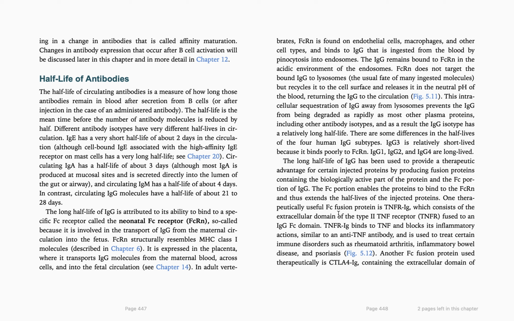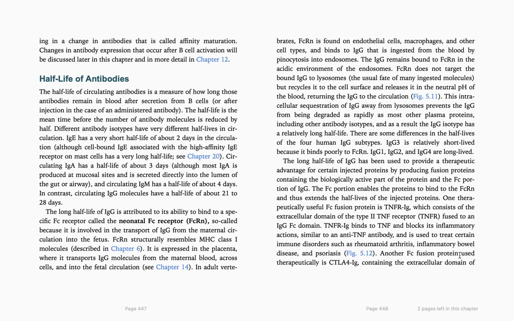One therapeutically useful Fc fusion protein is TNFR1-Ig, which consists of the extracellular domain of the type 1 tumor necrosis factor receptor fused to an IgG Fc domain. Tumor necrosis factor receptor 1 binds to tumor necrosis factor and blocks the inflammatory action, similar to anti-tumor necrosis factor antibody, and it is used to treat certain immunological disorders, i.e., rheumatoid arthritis, inflammatory bowel disease, and psoriasis.